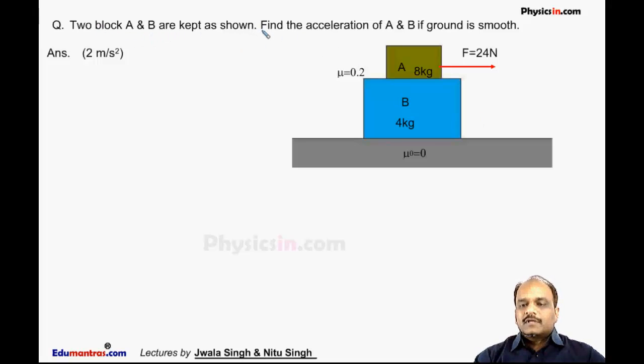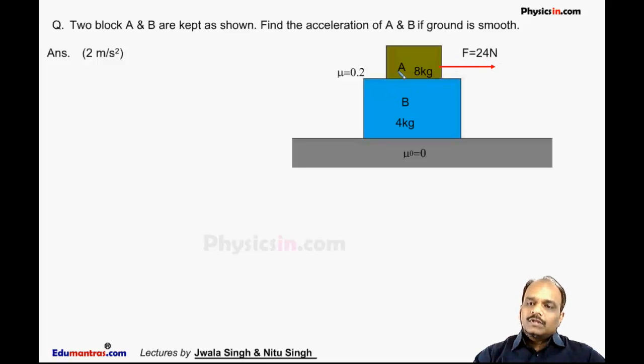Two blocks A and B are kept as shown in this figure. Find the acceleration of blocks A and B if the ground is smooth. Now here the ground is smooth. The friction coefficient between A and B is 0.2. Now this block A is pulled by applying a force of 24 Newton.